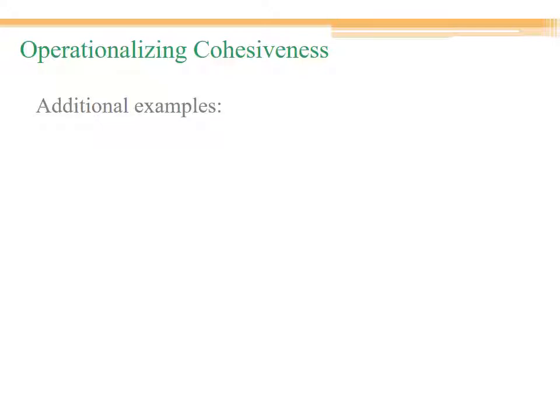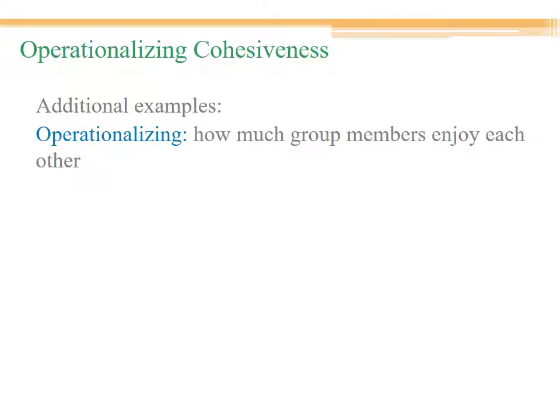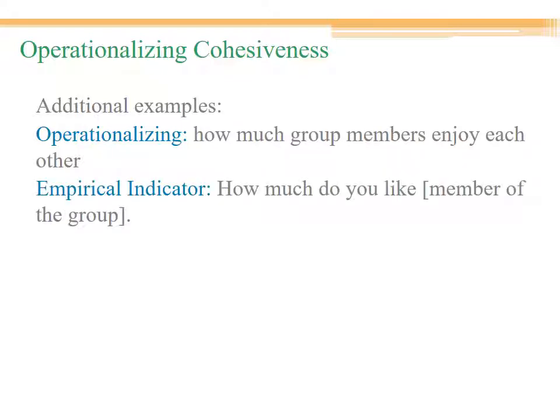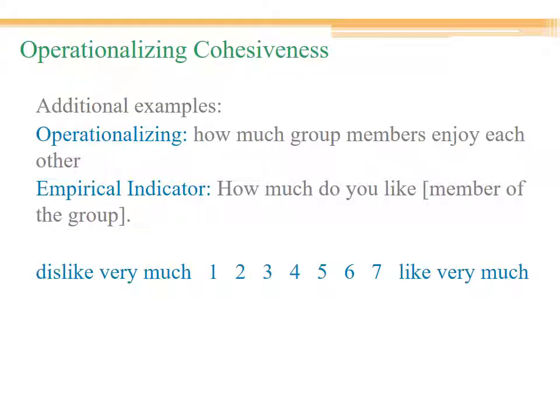Another way to measure cohesiveness among team members could be to measure how much group members enjoy each other. So here, an empirical indicator could be a question asking each group member to rate how much he or she likes every other member of the group. You could provide this question with a scale such as the following. This is also called a Likert scale.